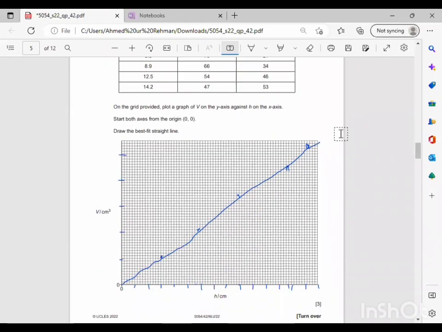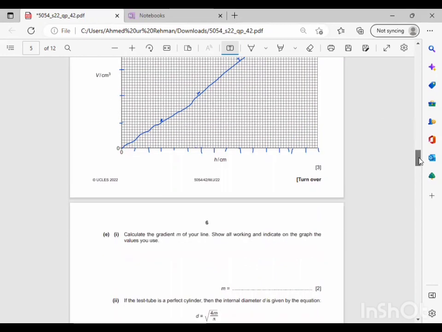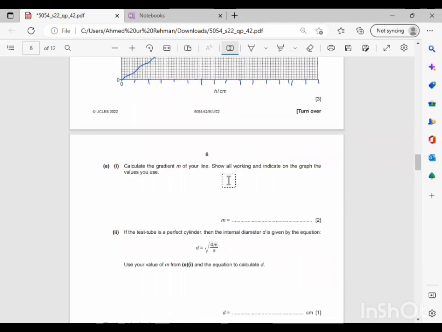I tried to plot this graph, though this looks really bad. It should be a straight line, and you need to construct, as they have written here, a line of best fit. It's not important that your line should pass through the origin, but what you need to make sure is that the line is as close as possible to your points, right? So you need to ensure that. So calculate the gradient.